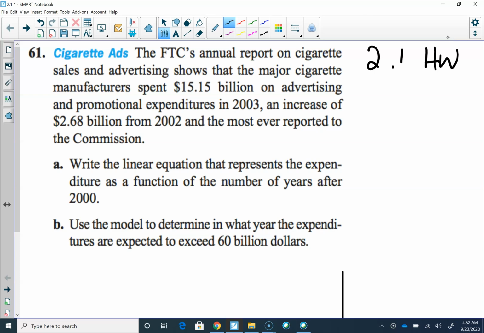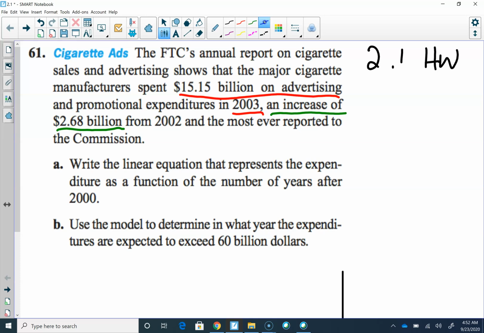The FTC's annual report on cigarette sales and advertising shows that the major cigarette manufacturers spent $15.15 billion on advertising and promotional expenditures in 2003, an increase of $2.68 billion from 2002, and the most ever reported to the Commission. Write a linear equation that represents the expenditure as a function of the number of years after 2000.